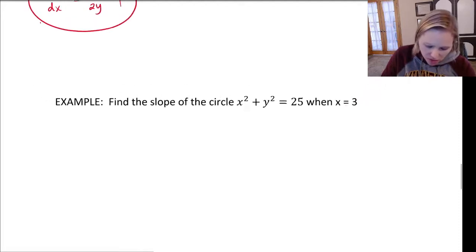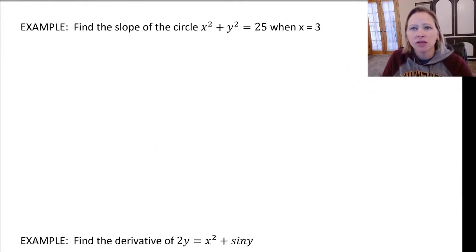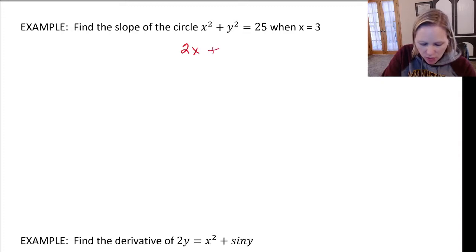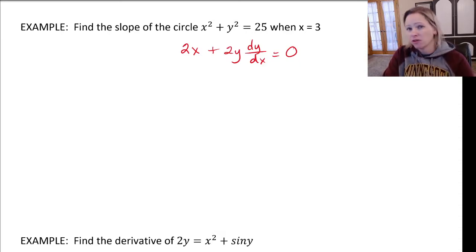So this one says find the slope of the circle, x squared plus y squared equals 25, when x is 3. So let's do it. First things first, take each derivative with respect to x. So we have 2x plus 2y, but since it's a y, I'm going to put dy dx in there. Now, don't forget that the derivative of a constant is always 0. That's something people tend to forget, and they get it wrong because they keep the 25 in there.